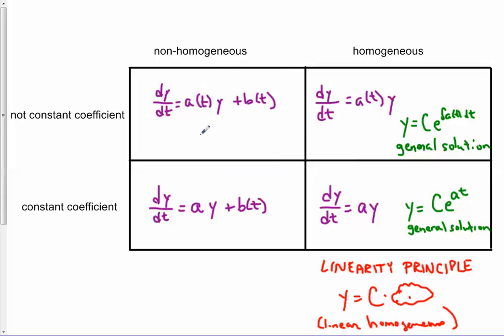Now we look at the left-hand column, the non-homogeneous case. And actually, let me pause on that.